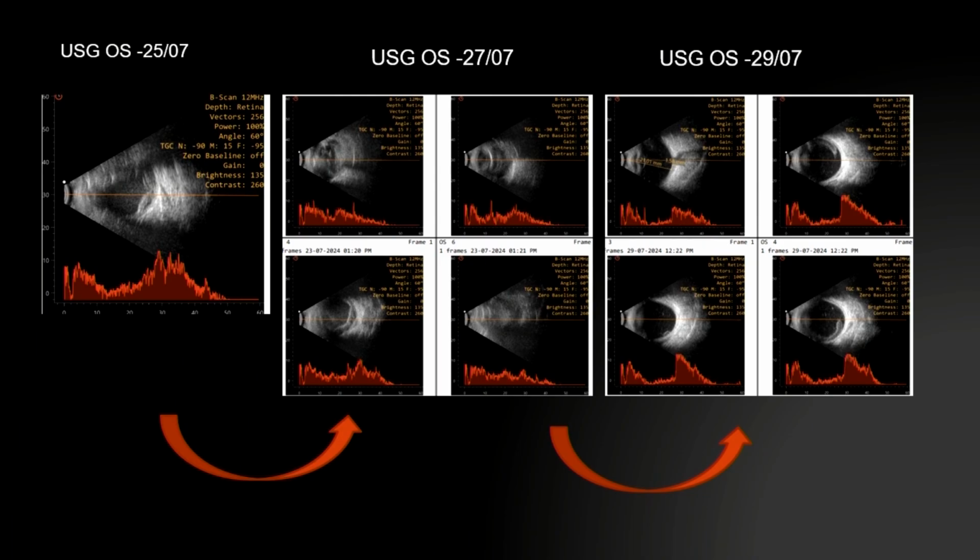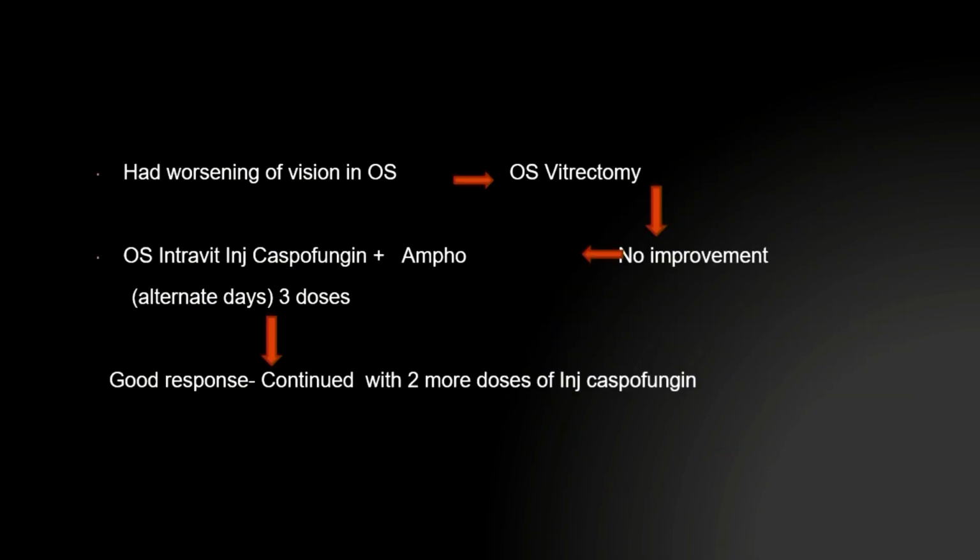These are the serial ultrasounds after the patient was given the injections, and the vitreous echoes seemed to be decreasing. Next, what happened was the patient noticed a worsening of vision in the left eye. So left eye vitrectomy was planned and done. Still, the patient did not find any improvement.